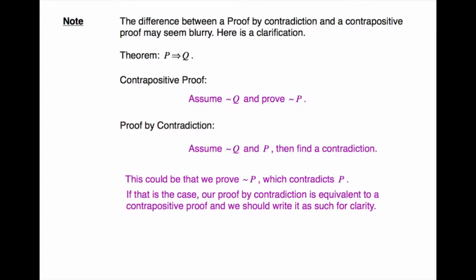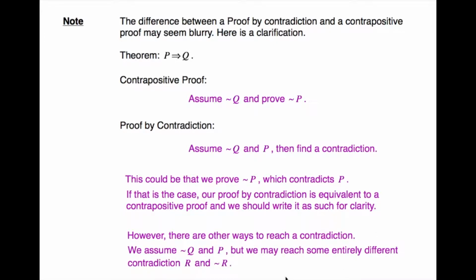But there's another case that is not included in contrapositive proofs, and it explains why proof by contradiction is also valuable. It cannot always be rewritten as a contrapositive proof, and this is what happens. We assume not Q and P, and then we find another contradiction. So typically we can call it R. We find another statement R that was unrelated to the original theorem. It wasn't part of the original theorem, but we find R and we also find not R. So we have a contradiction that was not intrinsic to the original theorem, yet it's a contradiction and it completes our proof.